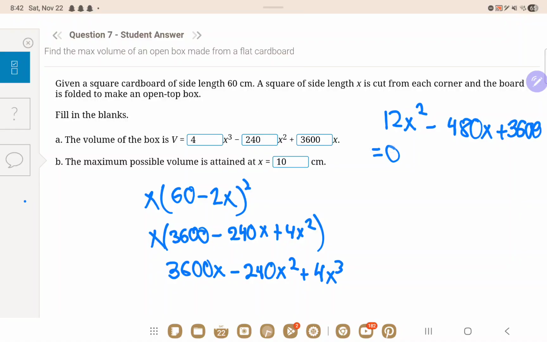Then you equate it to 0. Put it into your calculator. Your options are going to be either 10 or 30. Then you derive it again. 10 is going to give you a negative number, so it is the max.